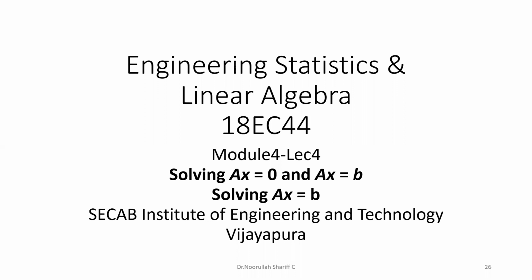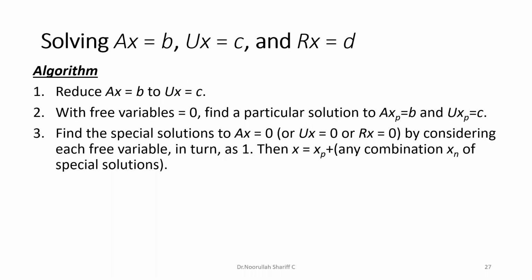In Lecture 3, we have seen how we can solve AX equal to 0. Now we will be seeing how we can solve AX equal to B. So first we will consider the algorithm for solving AX equal to B, or the same thing as solving UX equal to C, and again the same thing as solving RX equal to D.